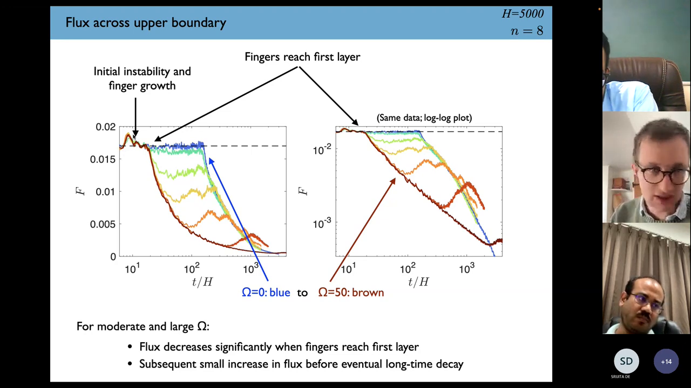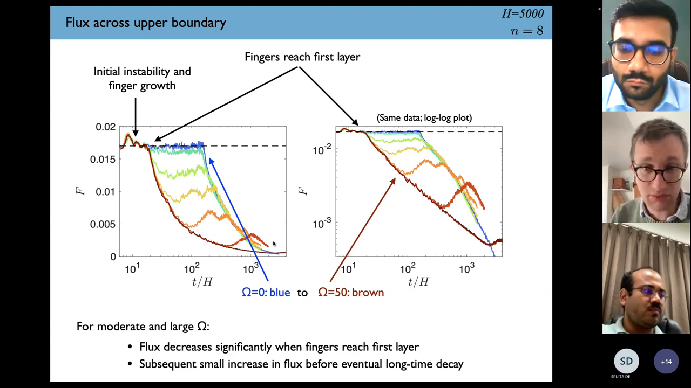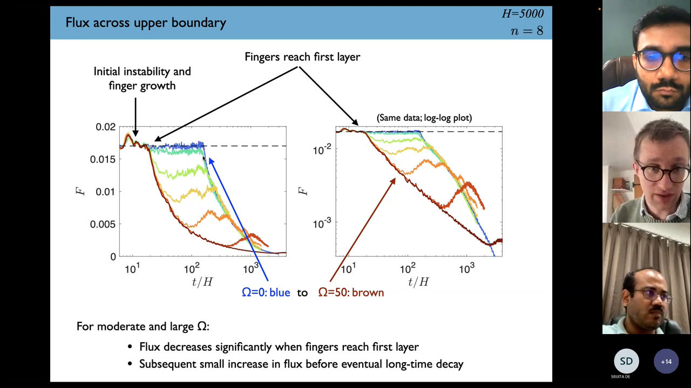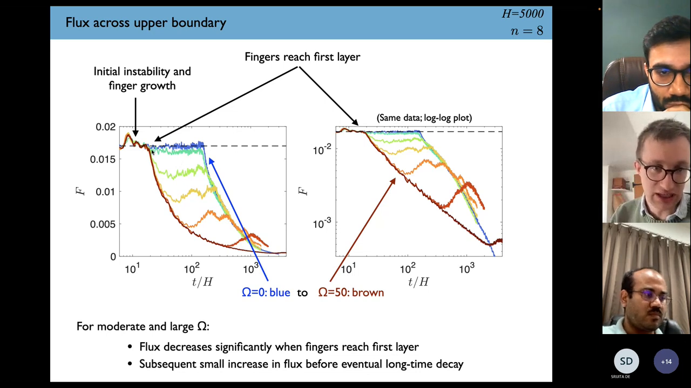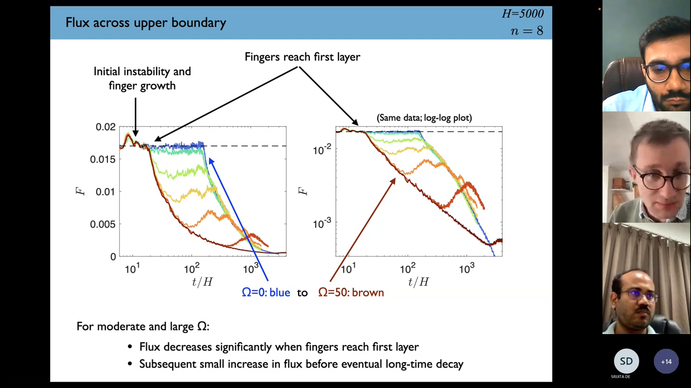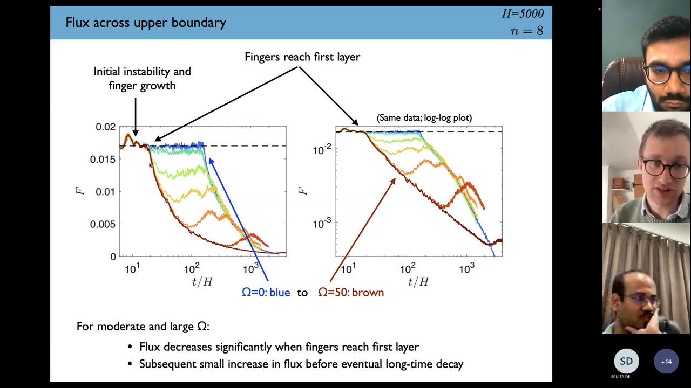So there's some initial transients, then there's this oscillating around a constant value, and then there's this shutdown that we've seen before. And as you go to the other colors, we're increasing the impedance. You see that it basically leaves that initial curve earlier. And for very large values of omega, say the brown curve, this one down here, you see it leaves it right here, which is where the fingers hit the first layer rather than where they hit the bottom of the domain, and you start to decay.